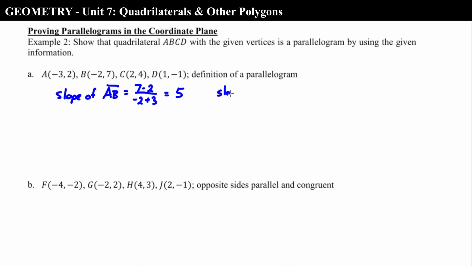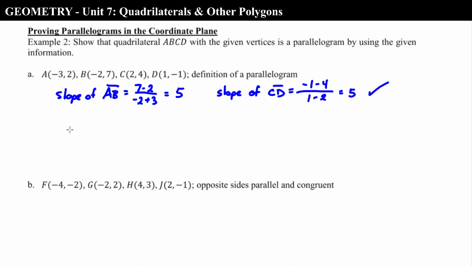Now, the slope of CD should be the same if it is to be a parallelogram. So, we do negative 1 minus 4 over 1 minus 2. And that's going to give us negative 5 over negative 1, which is also going to be 5. So this part checks out.